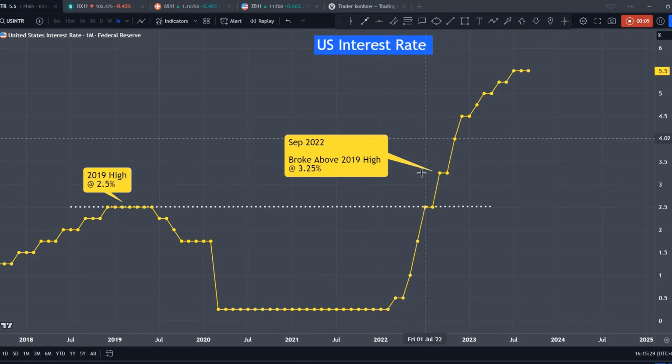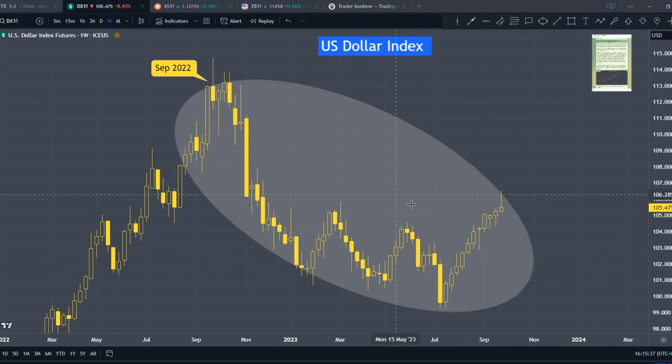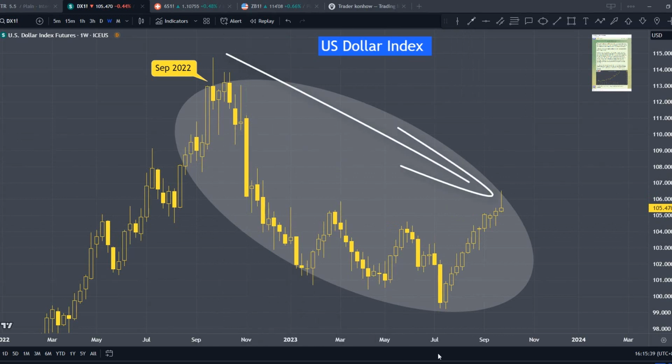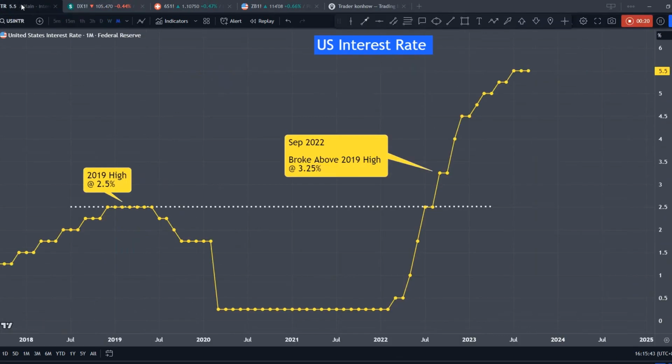This is the US interest rate, and with higher US rates, the US dollar should be trading higher. But what we're seeing here is that the US dollar has become weaker since September last year. And why, with higher US rates, should we be seeing a stronger US dollar?